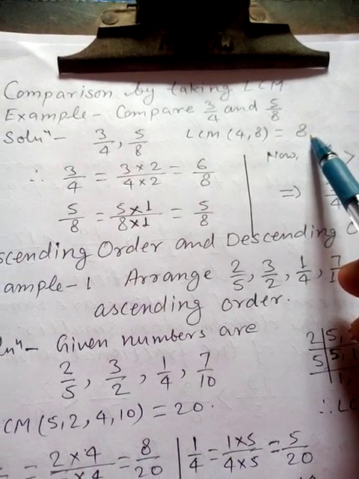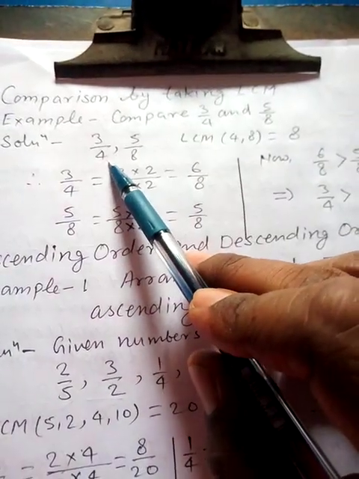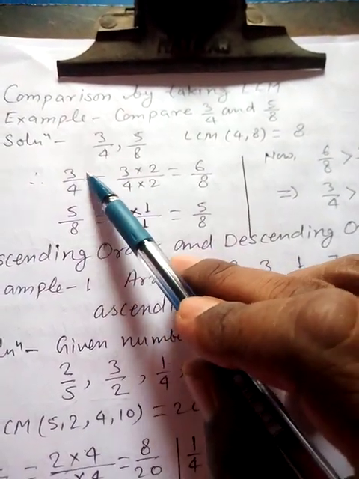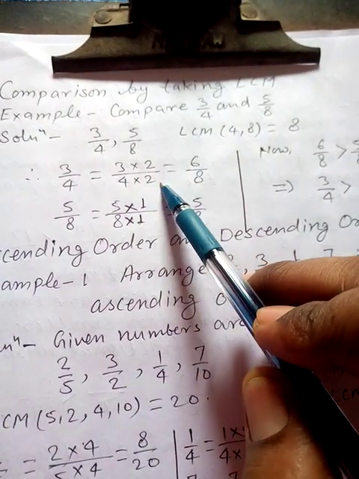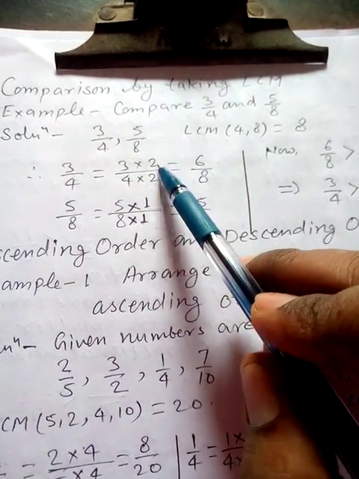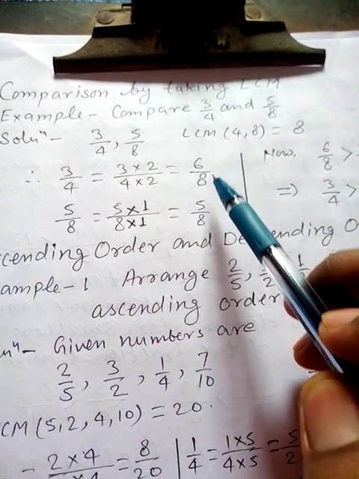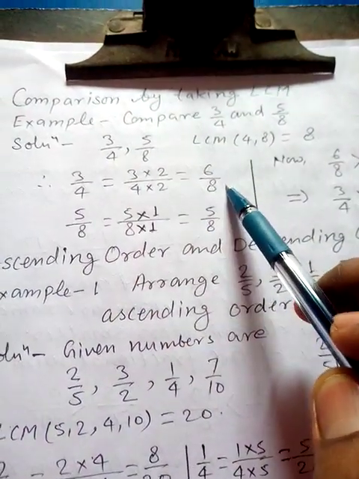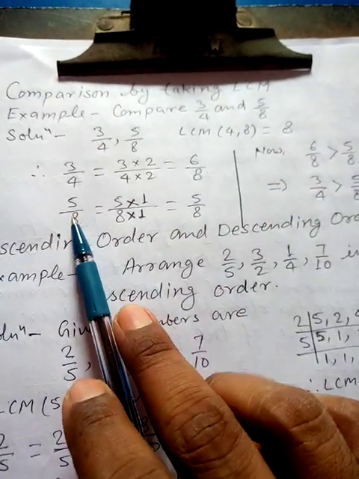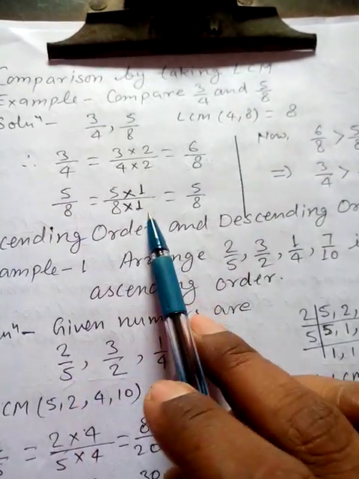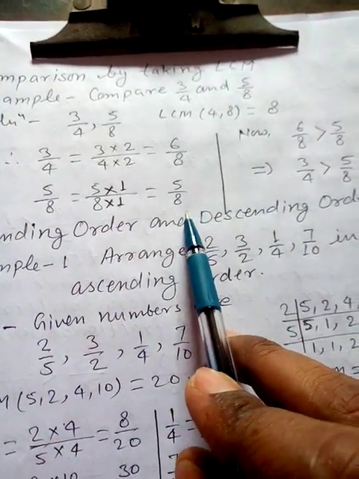So you have to make this number in the form of denominator 8. So 3 by 4, 4 into 2 is 8, so you have to multiply the numerator by 2 also. So it is 6 by 8. It means you have to find equivalent fractions. Now this is already 8, so you just multiply by 1. That is 5 by 8.